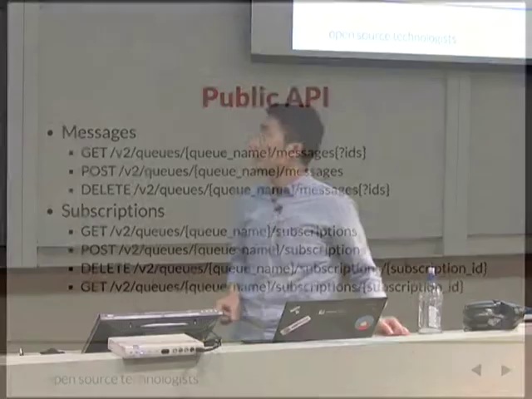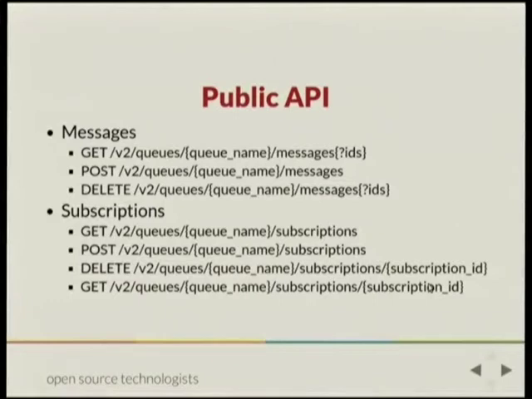And the admin API means it can only be accessed by the administrator or operators. And the operation API. So the public API is very, very straightforward. You can see we have messages, so you can just post messages to a queue, or just get a message, delete a message, and we also support subscriptions. Subscriptions means you can subscribe to a queue, and when there is a message posted to the queue, the subscriber of the queue will be notified.